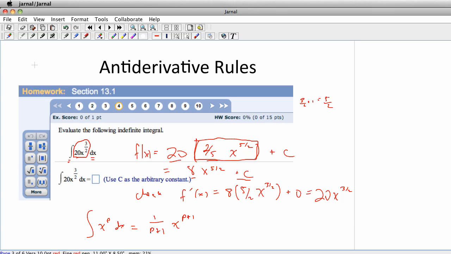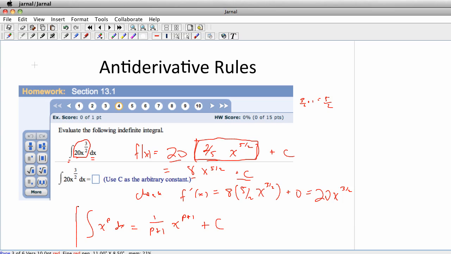But I would think of it as the reciprocal because when you have something like x to the 5 halves, you don't want to put 1 over 5 halves out here in front of it. You want to just put the reciprocal. So the reciprocal of 5 halves is 2/5. We saw in the previous problem that the reciprocal of 3 was 1/3. And of course, there's a plus c on here as well.